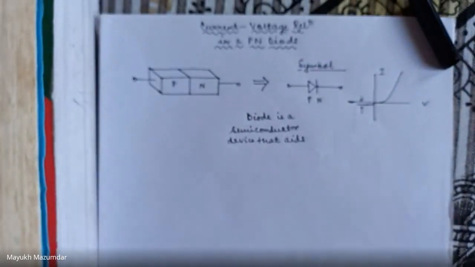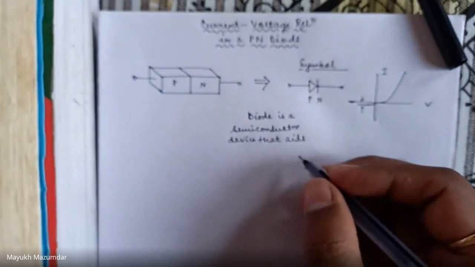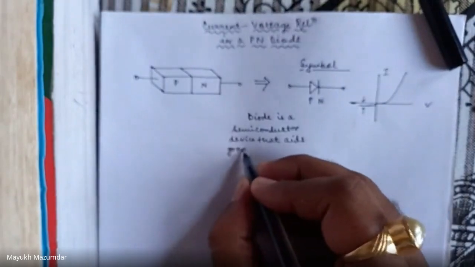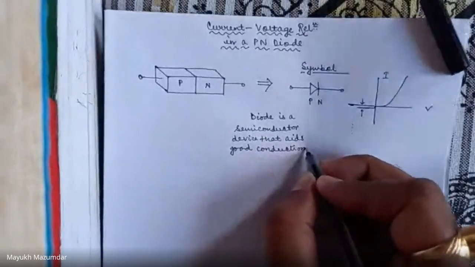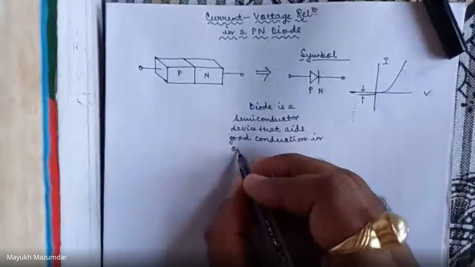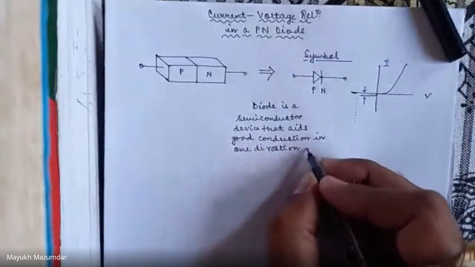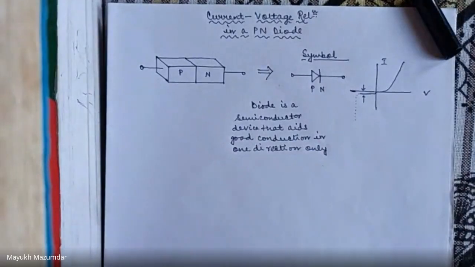Okay. Yeah. So it is a device that will aid, or you can say supports, good conduction. When I mean conduction, I am obviously talking about conduction of current in one direction only. That is, we are talking about the forward bias direction. I think everyone is okay till here.